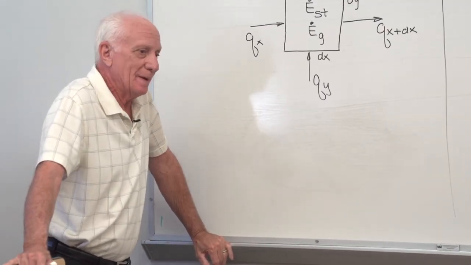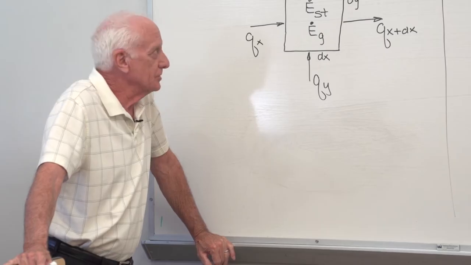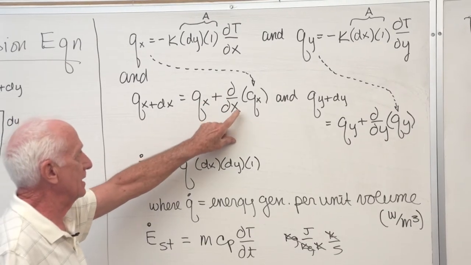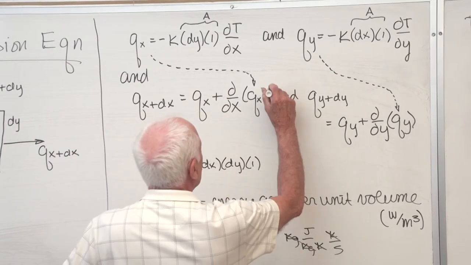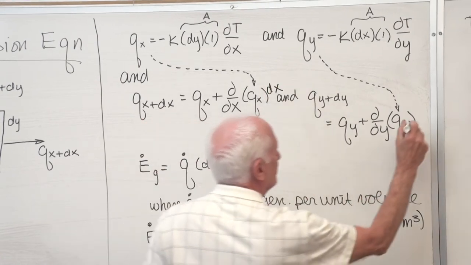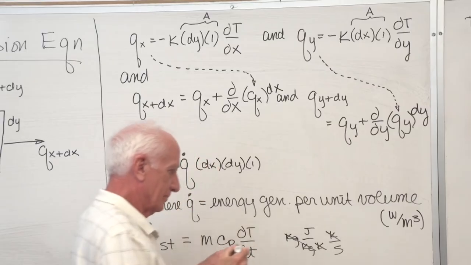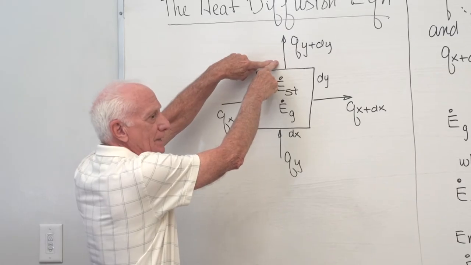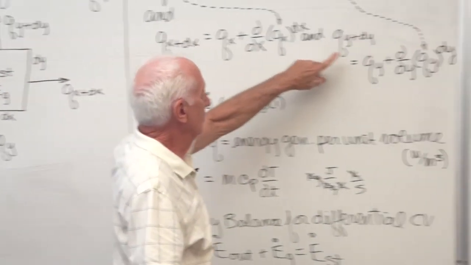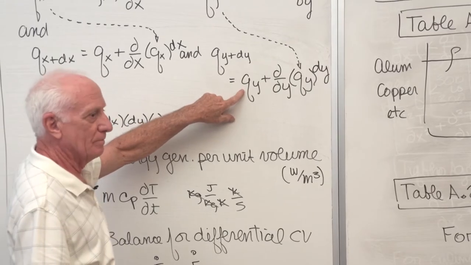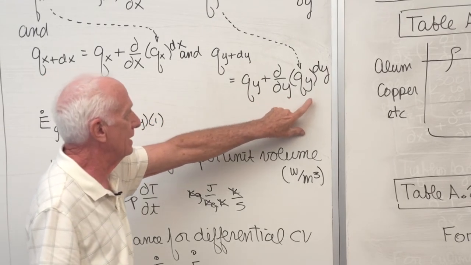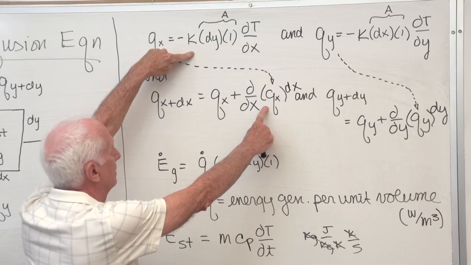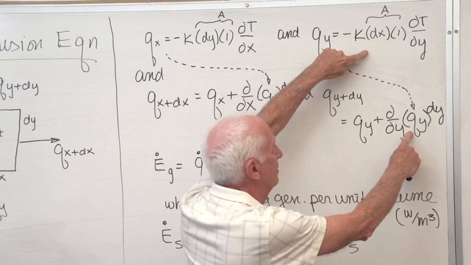Continuous function, we expand it into a series. We take the first two terms in the series. Qx plus dx equals Qx plus the partial with respect to x of Qx times dx. Should be dx there. There should be a dy. Qy coming in the bottom, Qy plus dy going out the top. What goes out the top is Qy plus the partial with respect to y of Qy times dy. Substitute in for Qx, this term. Substitute in for Qy, this term.